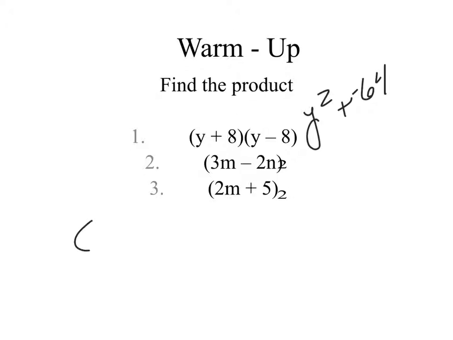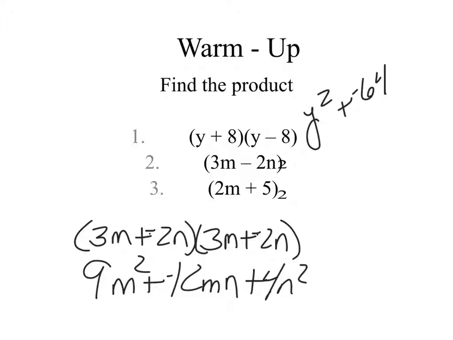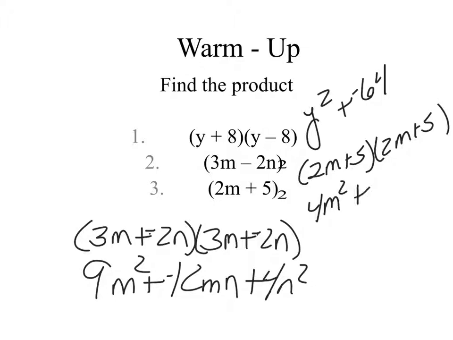For number 2, all I'm going to do is expand it out. It's a negative 2n, so that I can see both of the binomials. So 9m squared plus negative 12mn plus 4n squared. I'm going to do the same thing for the last one. So 2m plus 5 times 2m plus 5. So 4m squared plus 20m plus 25.